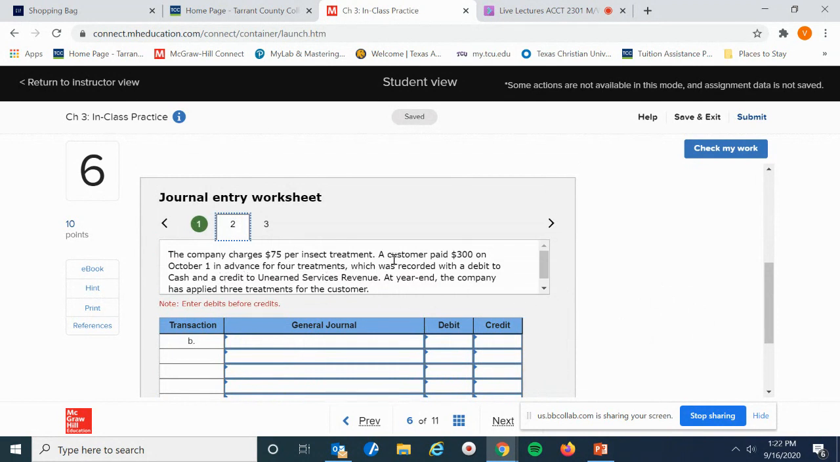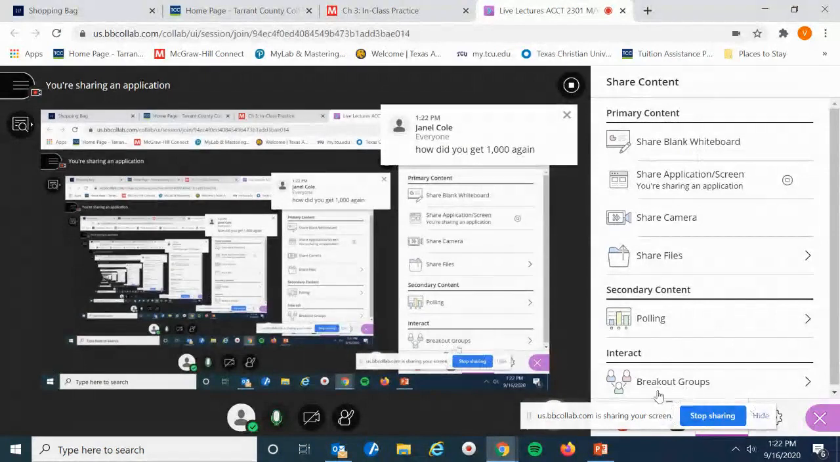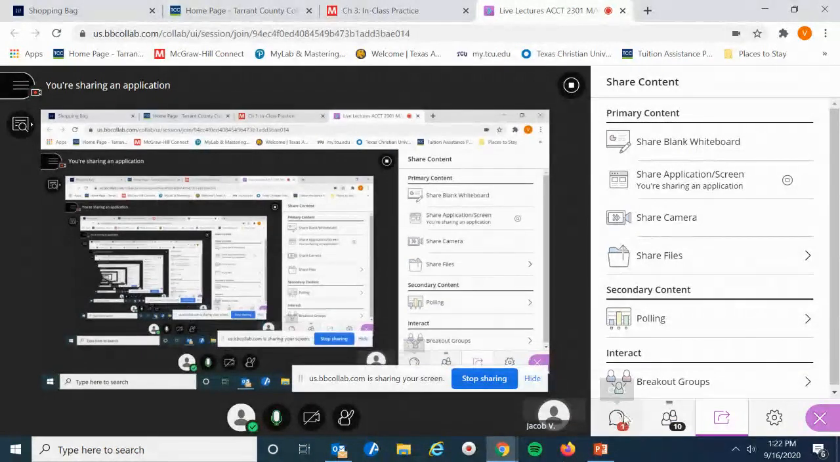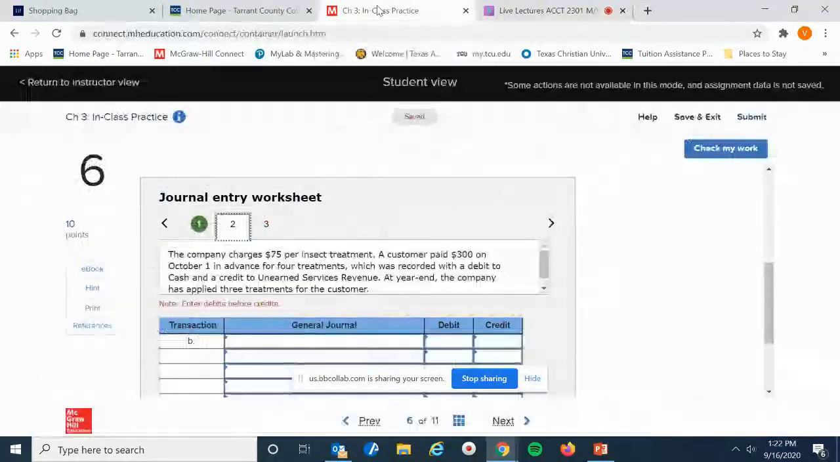The company charges $75 per insect treatment. A customer paid $300 on October 1st in advance for, I believe there is a question. Hold on just a second. So here is the question. How did you get 1,000 again?